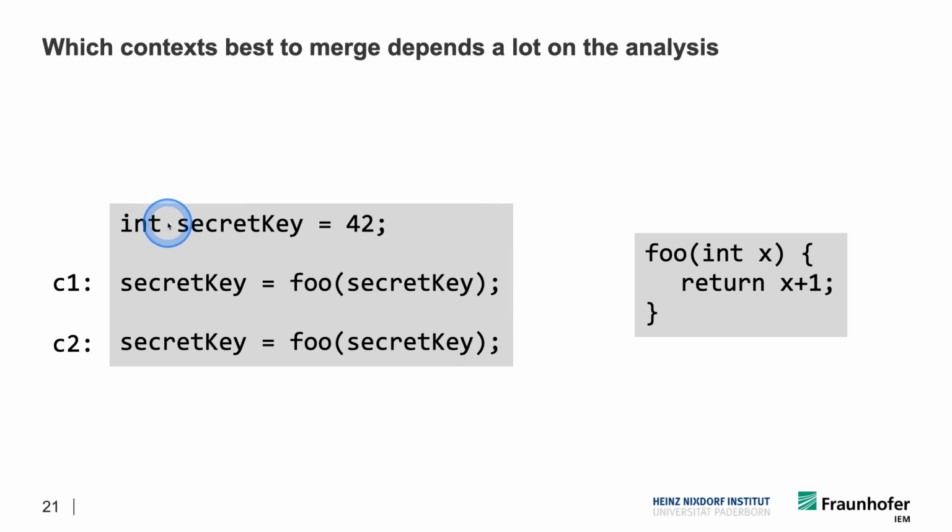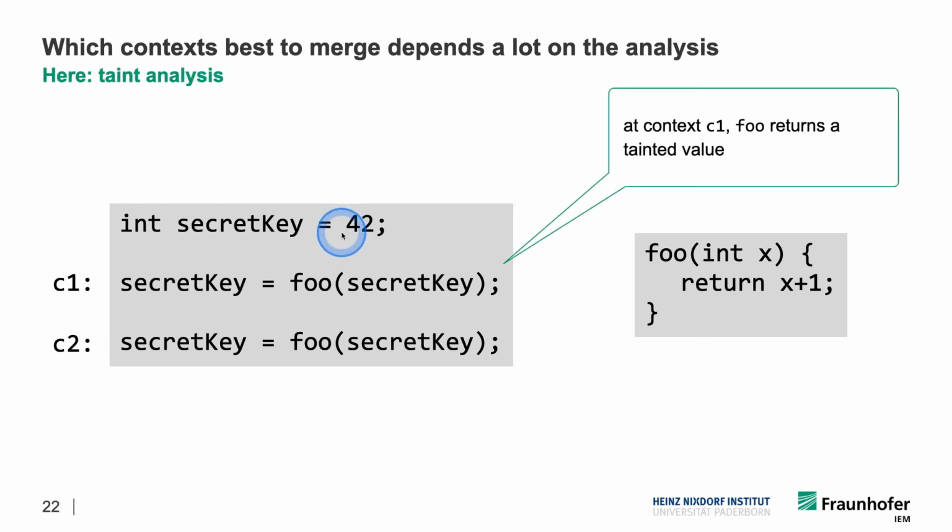Apparently, it's supposed to be some secret key. Please don't do this. Please don't put constant numbers as secret keys in your program. But for the sake of the example, just assume we have that here. And now we can, first of all, assume that we are doing a taint analysis, okay?